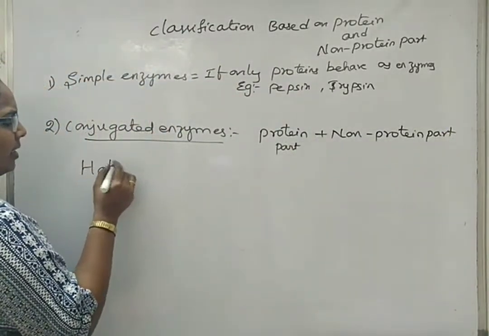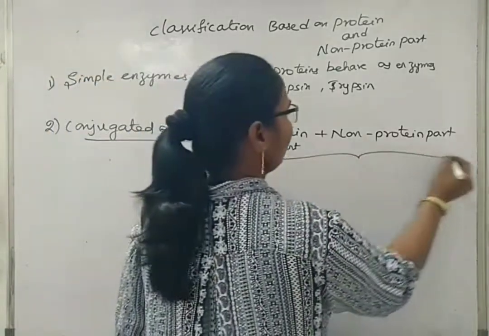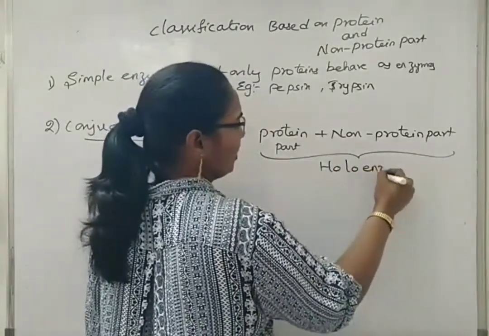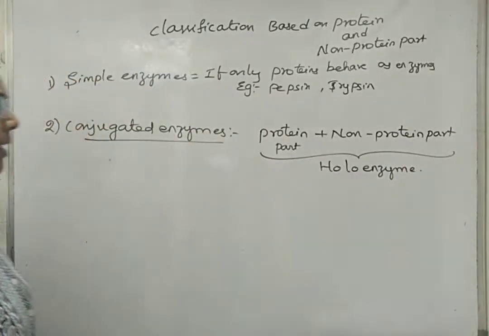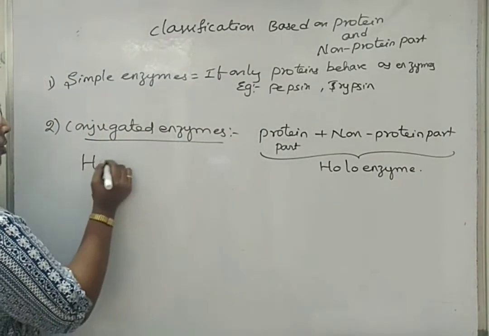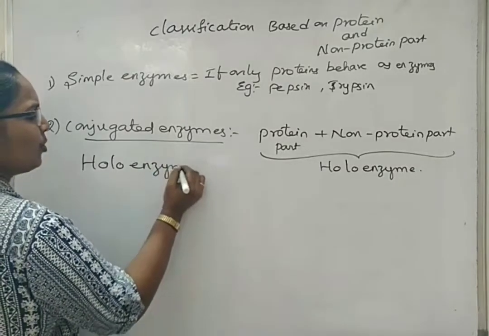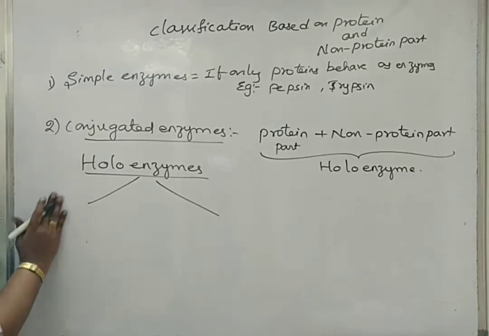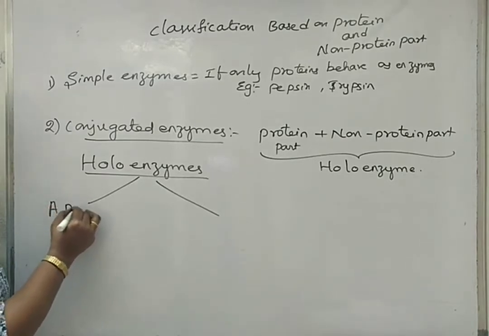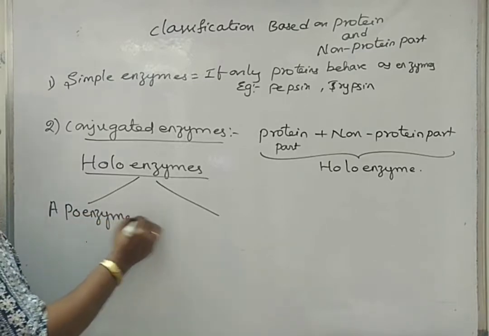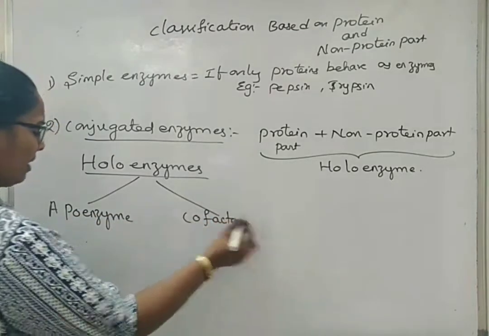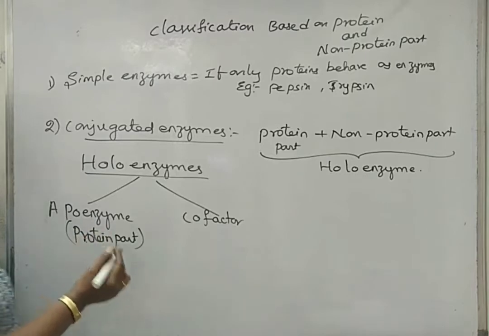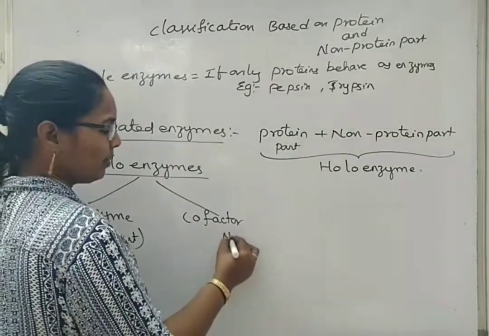These two combined are called holoenzymes, protein and non-protein part. So a holoenzyme has two parts. One is the protein part, that is called apoenzyme, and the cofactor. Apoenzyme is considered as the protein part, cofactor is considered as the non-protein part.